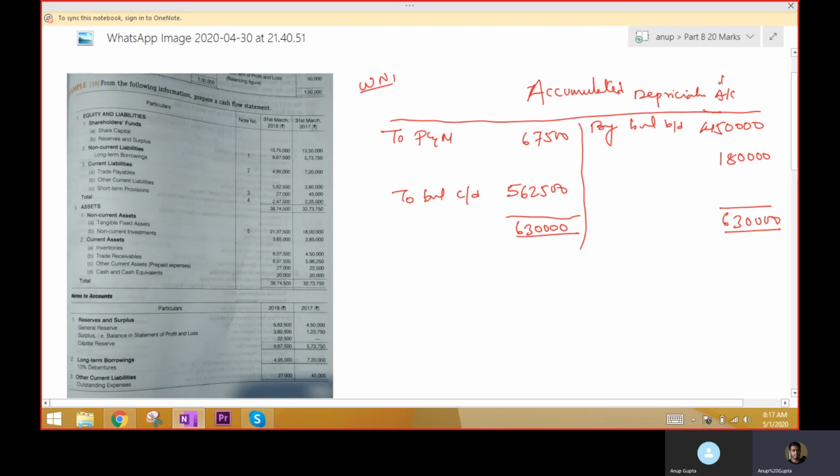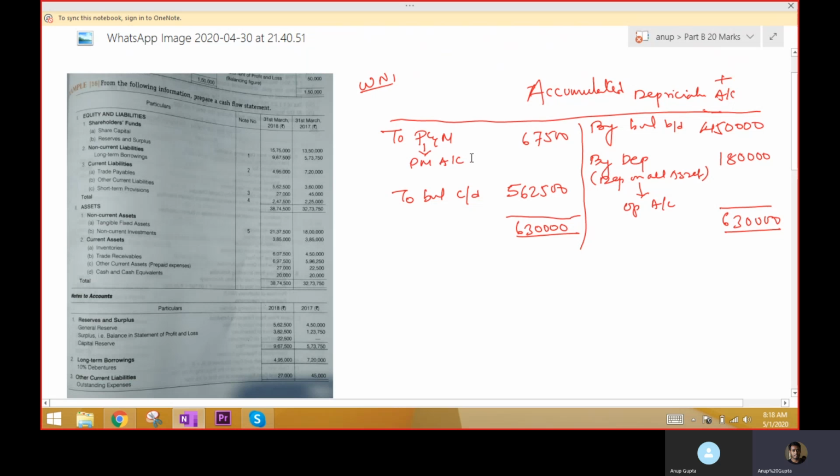Now this will increase the accumulated depreciation. Accumulated depreciation increases every year only by the depreciation charge on all assets. Like I said, this depreciation will go in the operating activity. This will go in the plant and machinery account.